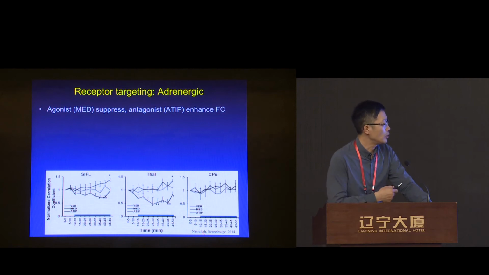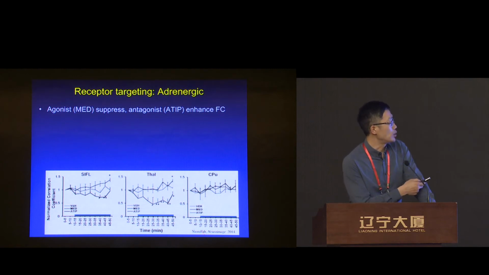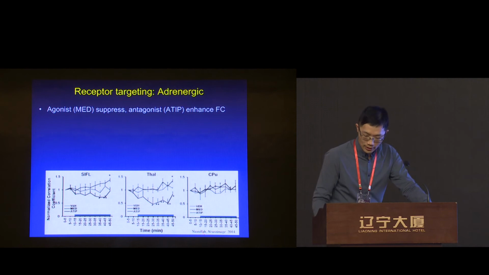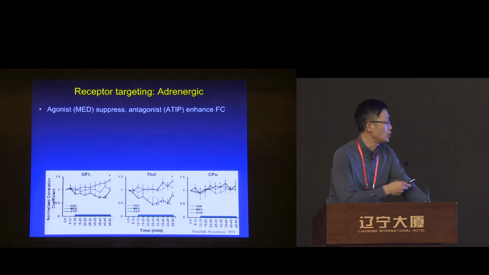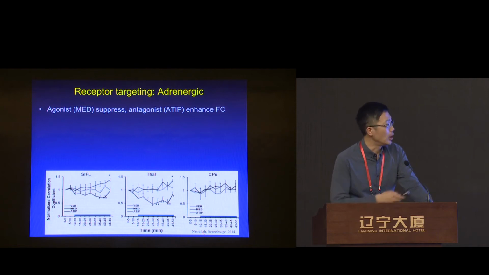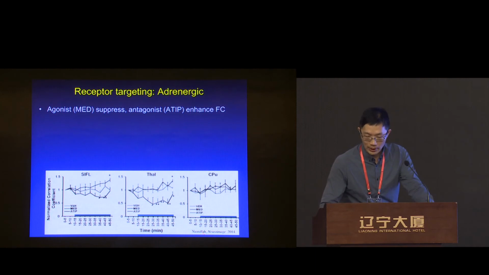I'll give you two examples that we modulate. One is the adrenergic system, where we show that you can suppress the functional connectivity time-dependently with the agonist and enhance the connectivity with the antagonist. And this connectivity change is also regionally dependent, so you can see a much larger suppression in the thalamus compared to almost no change in the caudate putamen.